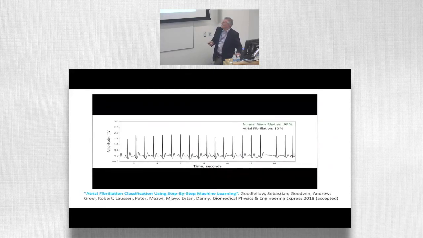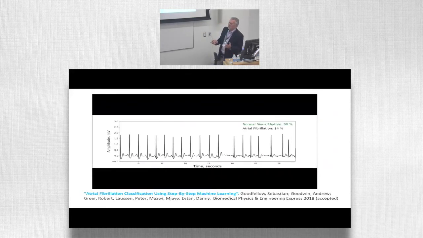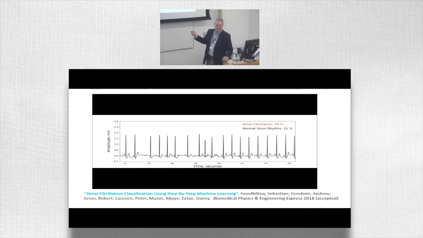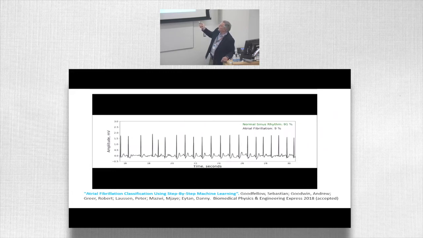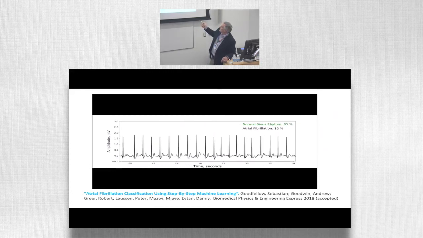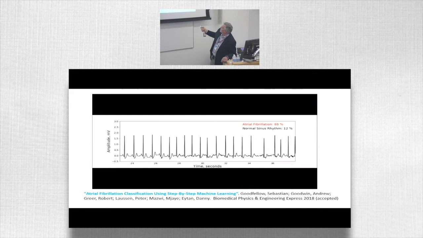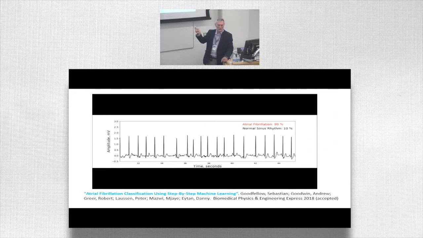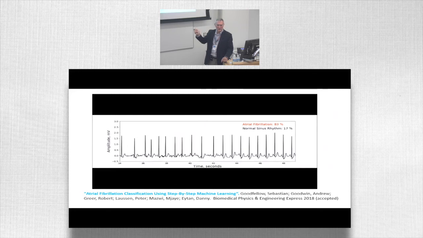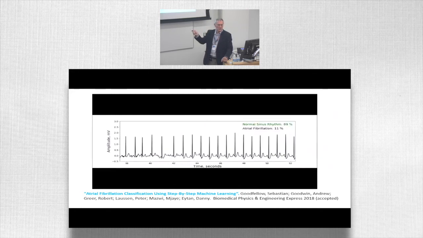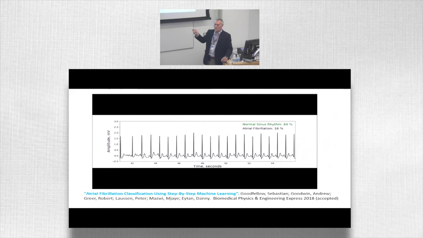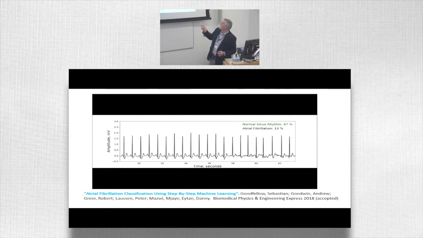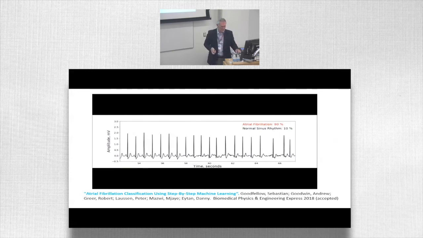Jai talked about the atrial fibrillation classification using step-by-step machine learning. This is something that Sebastian put together. This is the percent normal sinus rhythm or atrial fibrillation in this continuous waveform. That sort of machine learning is going to be available real-time at the bedside so that rather than you having to make the decision, you're going to have the algorithm making that for you.